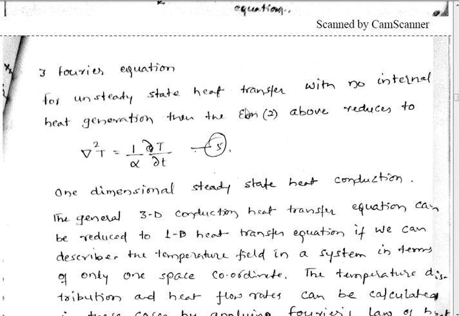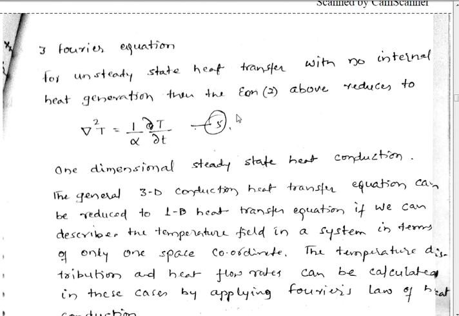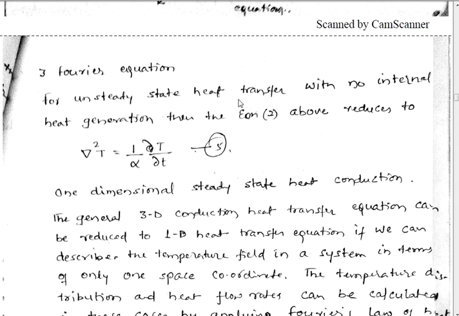Fourier equation: for unsteady state heat transfer without internal heat generation, the above equation reduces to del square T is equal to 1 by alpha dou T by dou t. This is the Fourier equation.